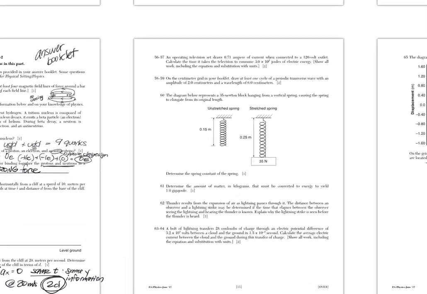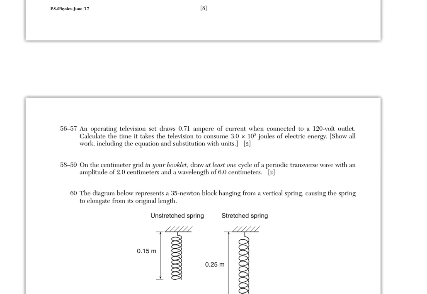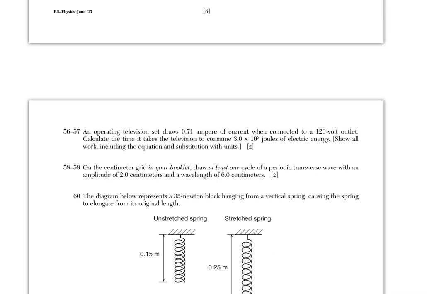Then we have 56, 57 is its own question by itself. And again, the 2-point questions have 2 question numbers. So I know the current of 0.71 amps connected to 120 volts. And it says how much time if you have an electrical energy, which we know as work, that's 3 times 10 to the 5 joules, and it wants to know the time.